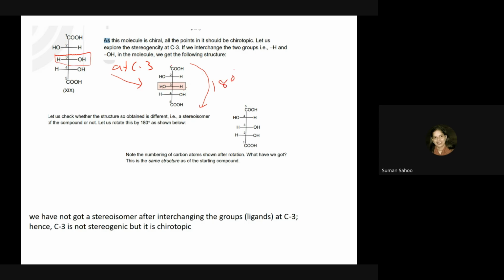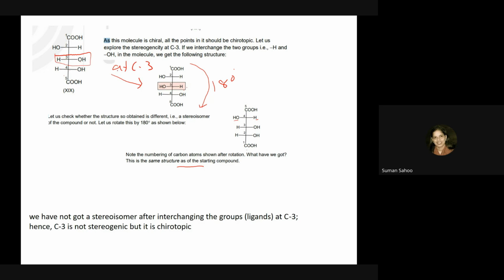With the 180-degree rotation, carbon number 1 will come down, and carbon number 5 will be on the opposite side. Now carbon number 4 we are rotating, so the OH group that was on the right hand side will come on the left hand side, and hydrogen on the left. So you just see this one would give you the same compound, the same structure as the starting material. So it is not giving you another stereoisomer, rather it is the same molecule itself.